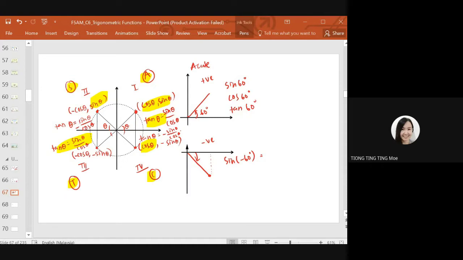Any response? You need to respond to me faster. Sin, do we need to refer to the y coordinate or x coordinate? You see the picture here? Cos, sin, right? So sin negative 60 is in quadrant 4. So for sin, do we refer to the x coordinate or y coordinate? Why no response?